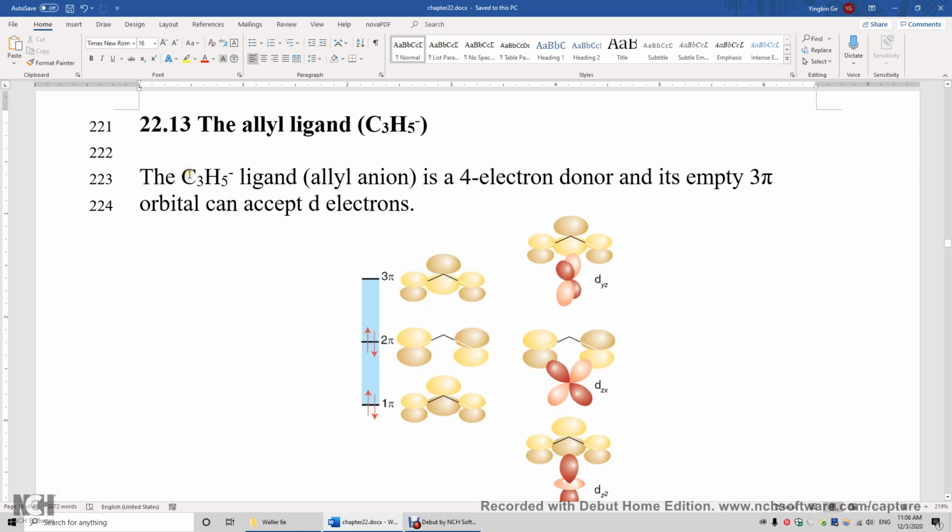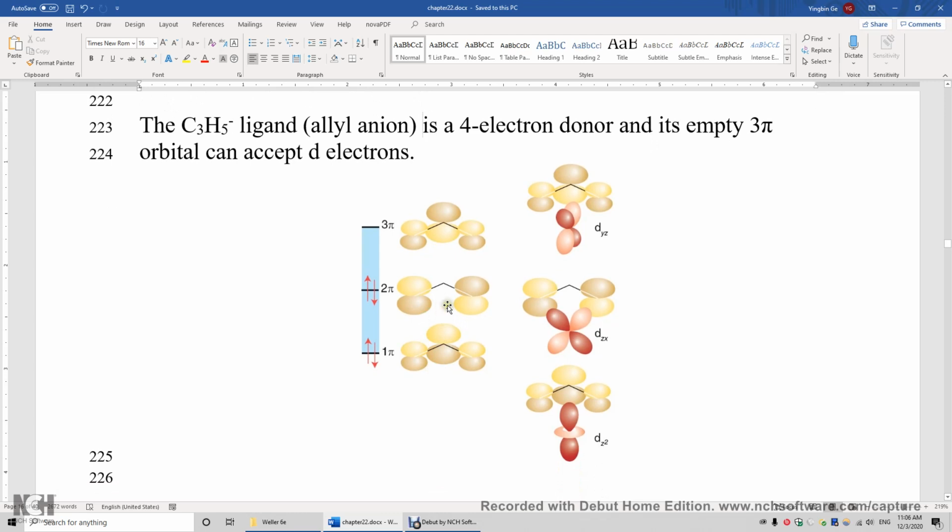So this is C3H5-. That means carbon 1 and carbon 2 form a double bond with 2 p electrons. Carbon 3 has 2 electrons in the p orbitals. And therefore we have a total of 4 p electrons in this conjugation network. 1, 2, 3, 4. They occupy the first 2 pi orbitals. And that's why these 2 orbitals can donate electrons to the empty d orbitals of the transition metal.